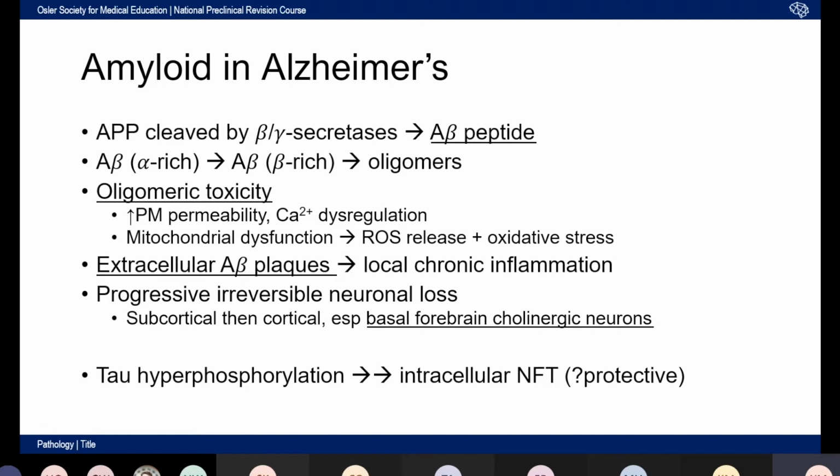Ultimately, these beta amyloid oligomers result in the progressive, irreversible neuronal loss, and that neuronal loss starts off subcortically and then becomes cortical as well. It particularly affects the cholinergic neurons of the basal forebrain. Over time, you can see that the cortex shrinks if you look at either imaging of someone with Alzheimer's who's had it for quite a while, or even if you look at post-mortem brain samples. And you can see the sulci and the gyri are much deeper than they are in a normal human brain.